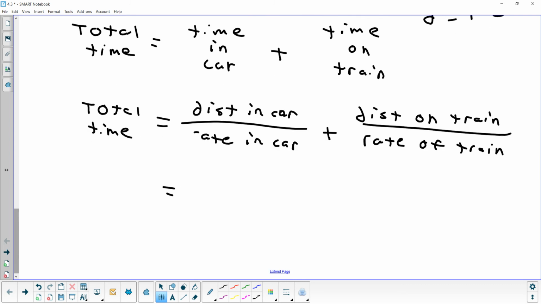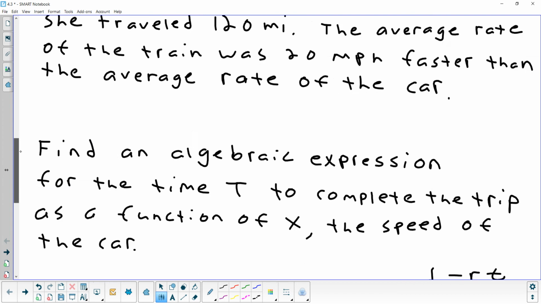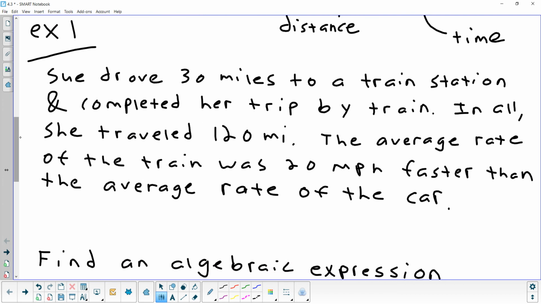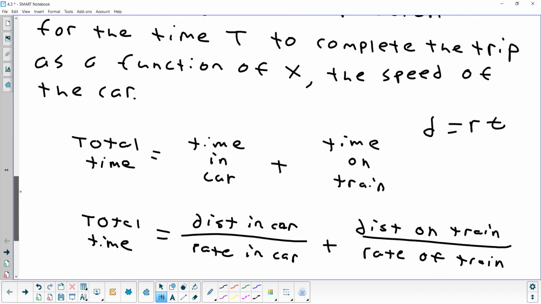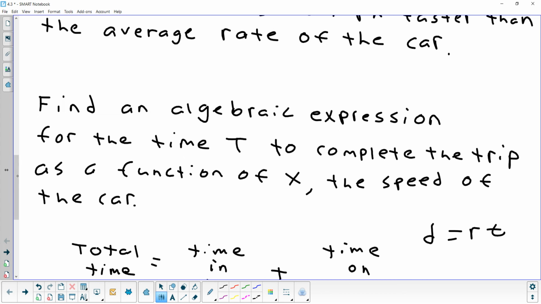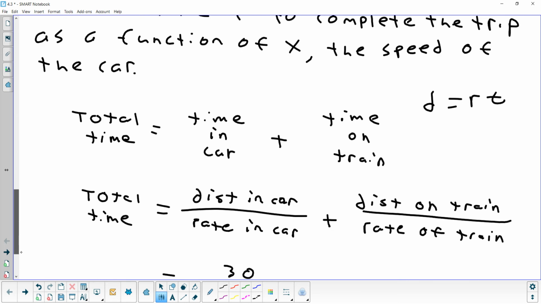Let's see if we can scroll back up and look for the distance that she goes in the car. Do we know the distance that the car travels? Yep, 30 miles, so we can just fill that in. Do we know how we're going to represent the speed of the car? Yeah, we're going to represent that as x.